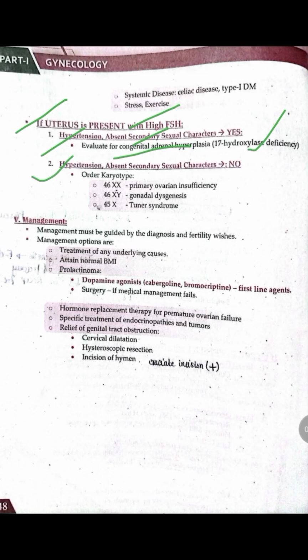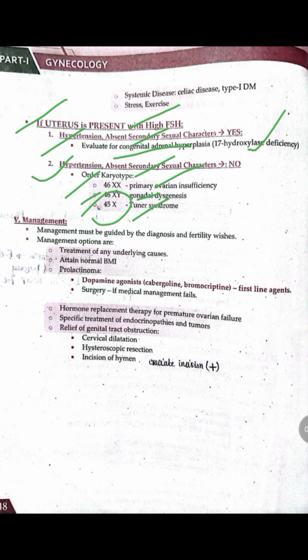If the patient has no hypertension and the secondary sexual characters are present, then we do the patient's karyotype. There may be primary ovarian insufficiency in case of 46 XX, and gonadal dysgenesis that occurs in 46 XY, and Turner syndrome whose karyotype is 45 X. And now the management of secondary amenorrhea.